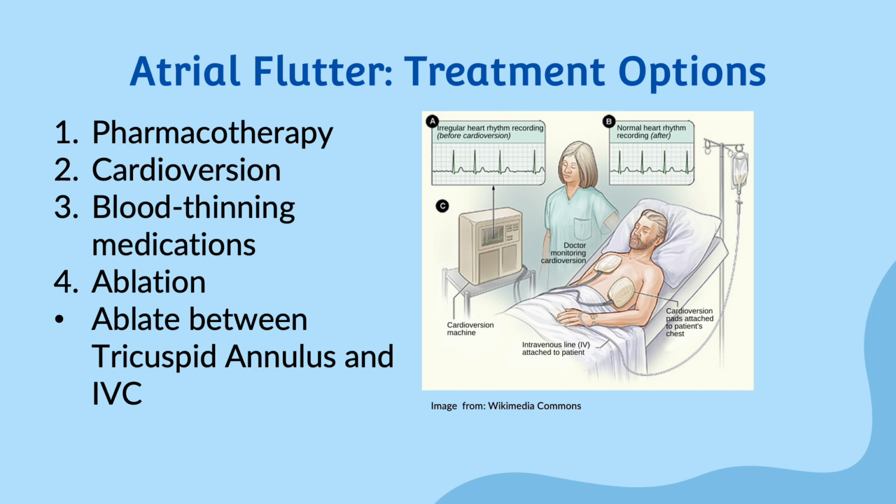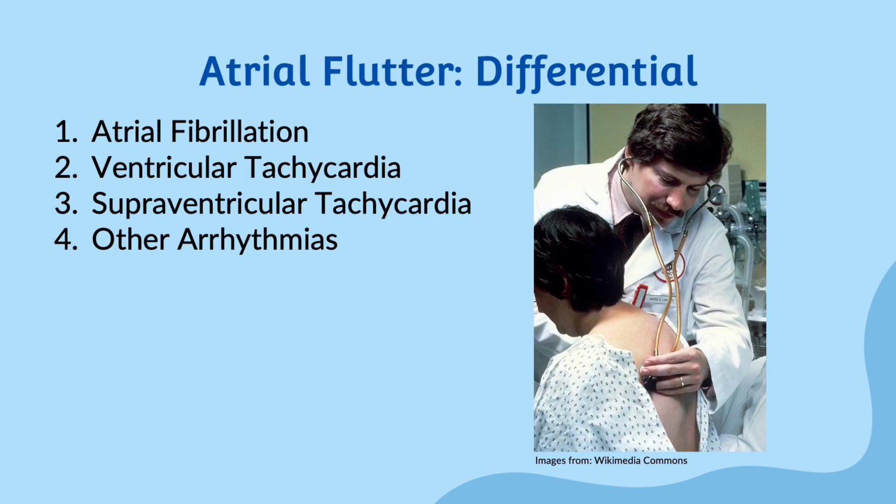Blood thinners may be used to reduce the risk of stroke, as the blood pooling in the atria secondary to this arrhythmia may lead to subsequent clot formation and stroke if the clot is ejected into systemic circulation. Atrial flutter must be differentiated from other arrhythmias such as atrial fibrillation, ventricular tachycardia, and supraventricular tachycardia. These arrhythmias can have similar clinical presentations and require a thorough evaluation to reach a correct diagnosis.